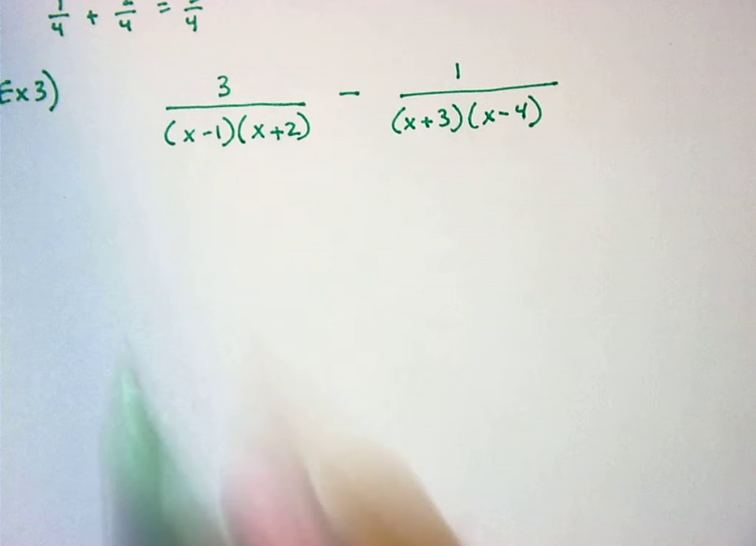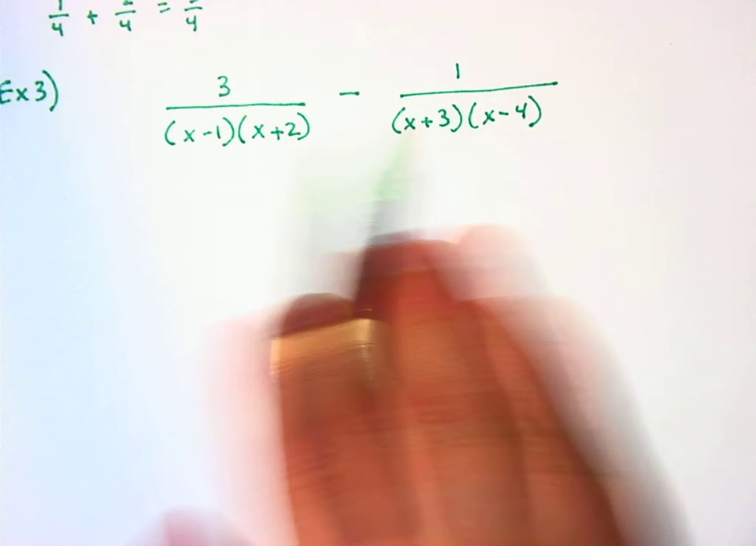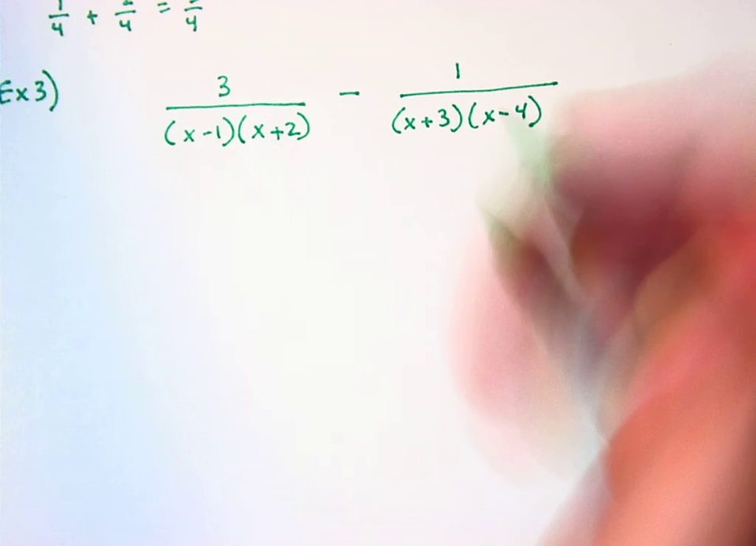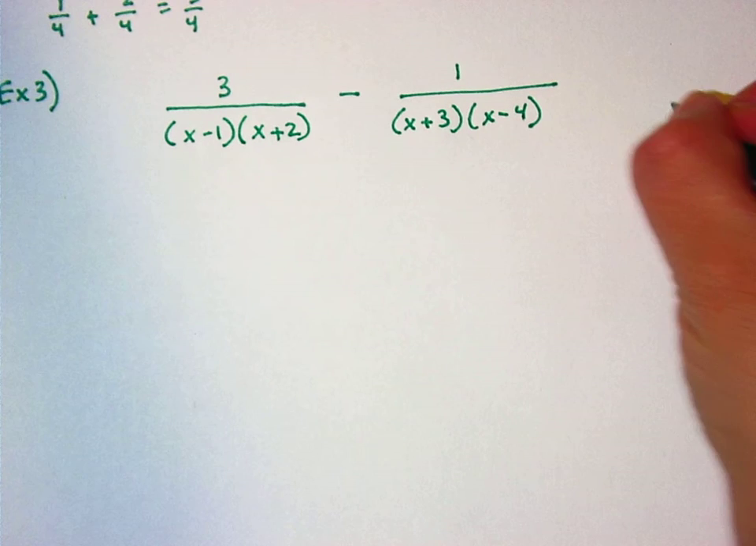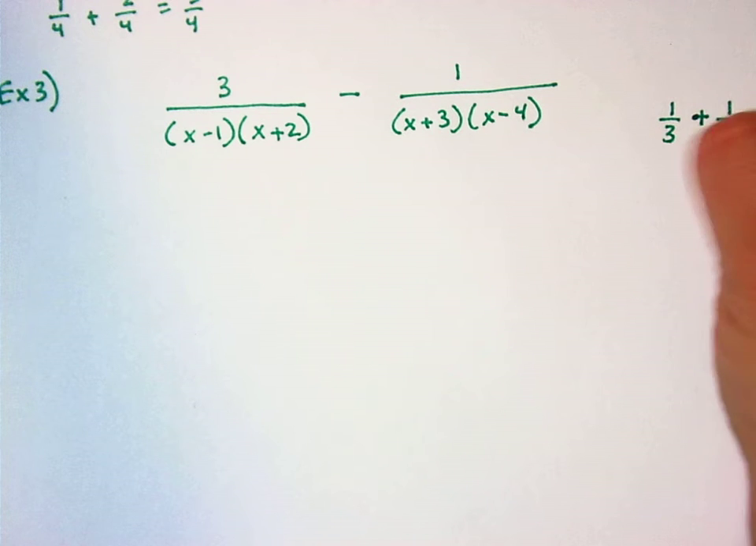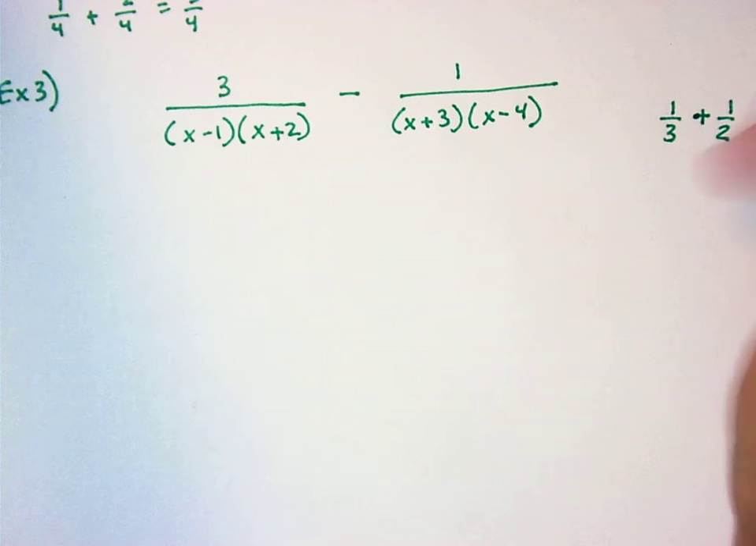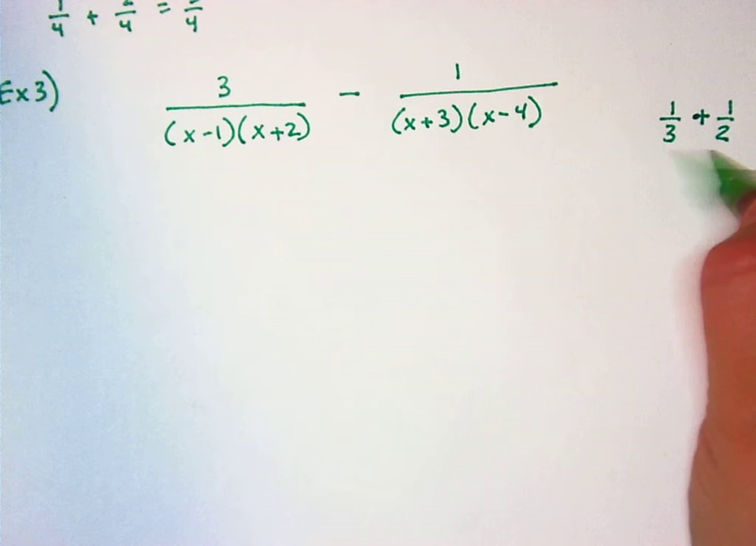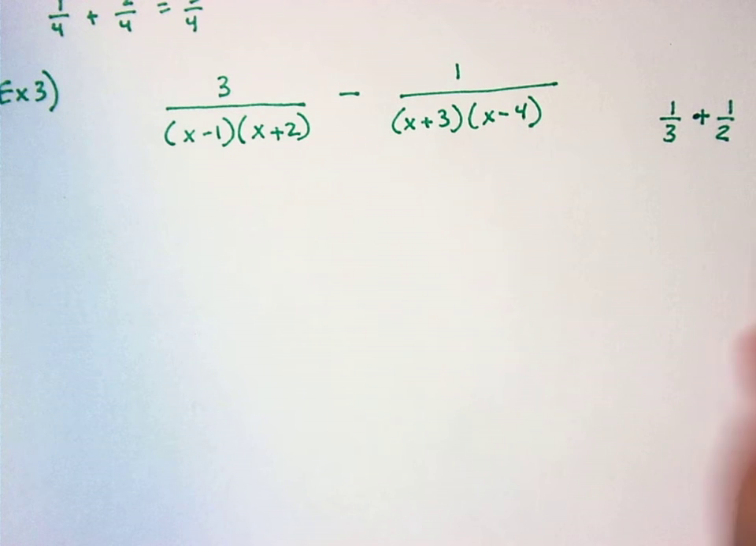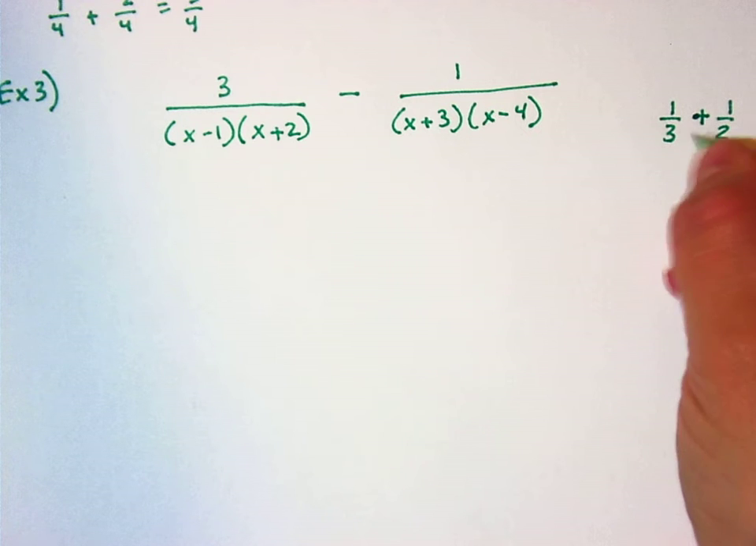Okay, so if you have things that just aren't in common on the bottom, just as if you had, like, I don't know, 1/3 plus 1/2. The common denominator for this one, since 3 and 2 don't have anything in common, would just be multiplying them, so 6 would be the common denominator for this situation.